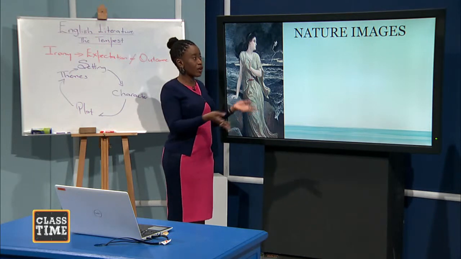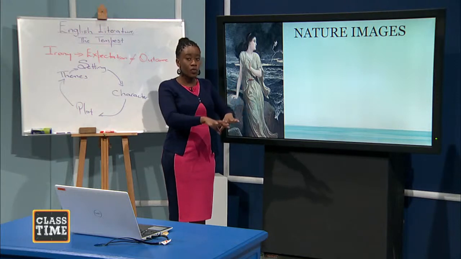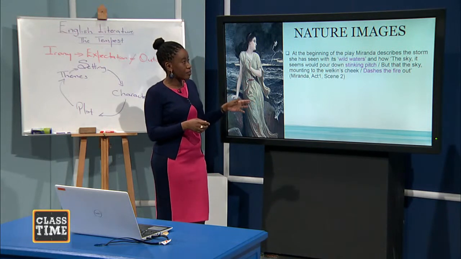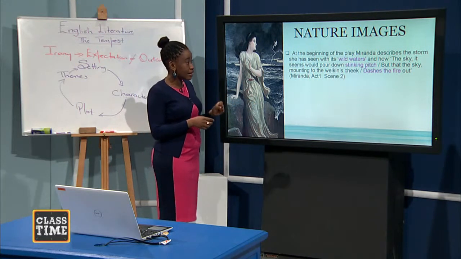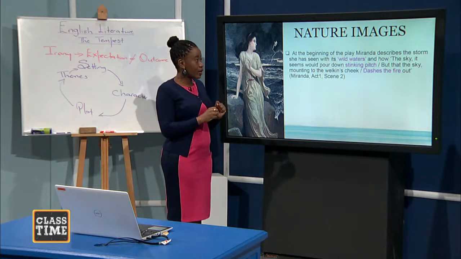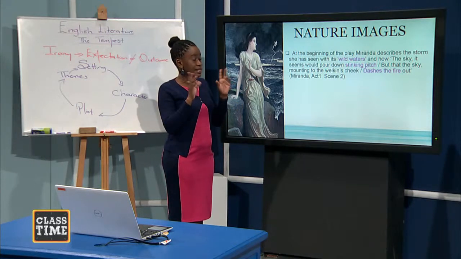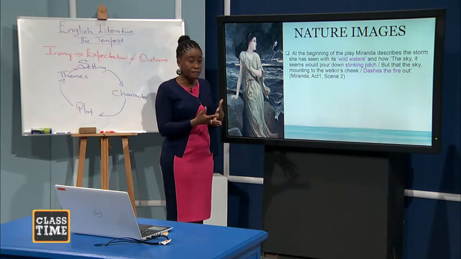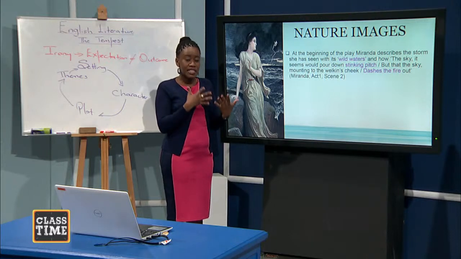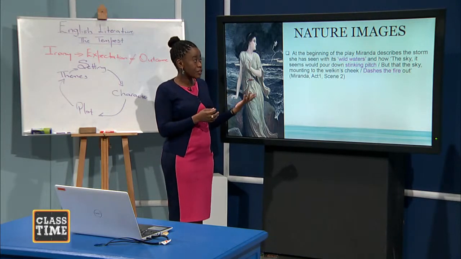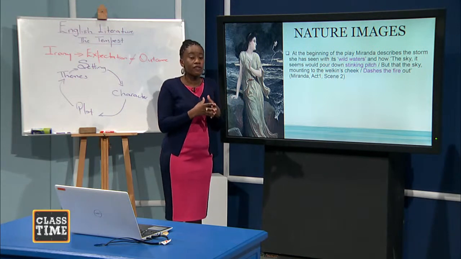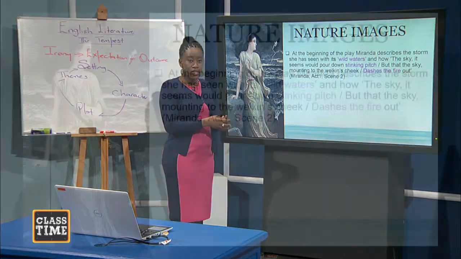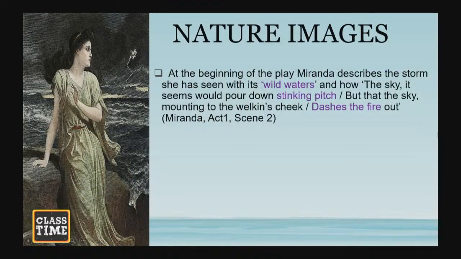All right, so we look at nature images here. And of course, I'm going to be focusing on the scene with Miranda when she saw what was happening in that terrible storm. So here is what Miranda says. At the beginning of the play, Miranda describes a storm that she has seen with its wild waters and how the sky, it seems, would pour down stinking pitch. By that, the sky mounting to the welkin's cheek dashes the fire out. Are you seeing the different images coming out here? Mostly visual here, but even if you have not seen the play being acted out on a stage, you can almost visualize what is happening here.